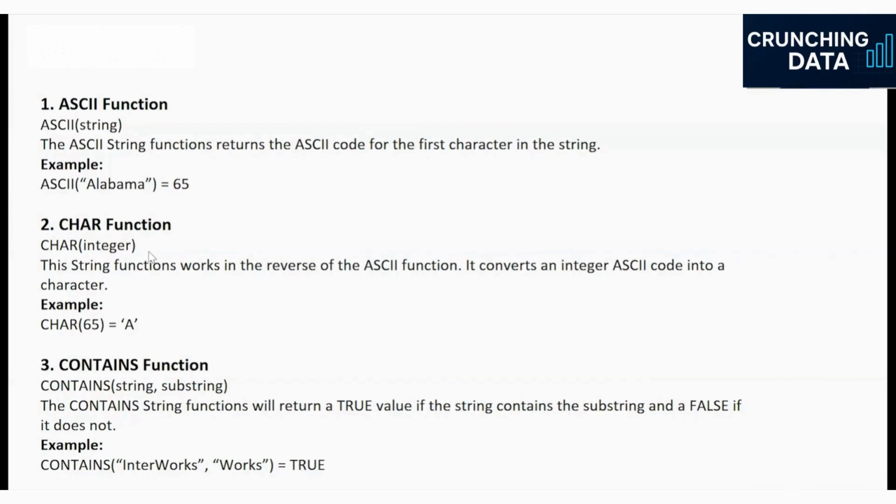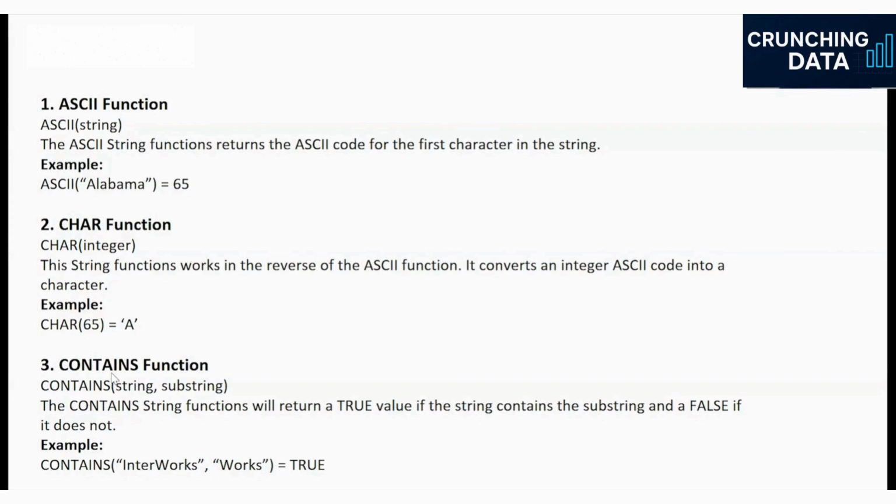Next is the char function. What this char function does is it works completely opposite to the ASCII function. Here, you can pass any integer in this char function and it would return the ASCII character that is linked with that particular value. For example, here you can see ASCII of Alabama gave you the value of 65. So if you pass this 65 inside this char, it gives you the value as A.